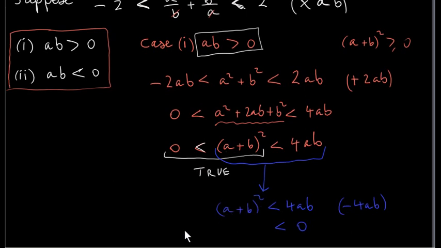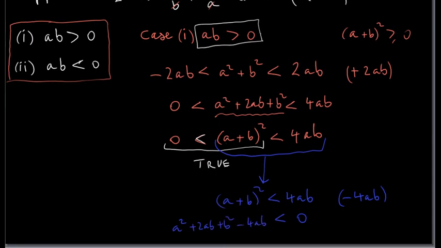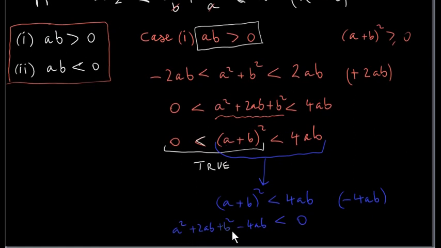Now I'll expand this thing out again. We get A squared plus 2AB plus B squared, subtract 4AB. And if we simplify this here, we get A squared minus 2AB plus B squared less than 0. But look, we can factorize this here. This is a perfect square. The left hand side can be written as A minus B squared.